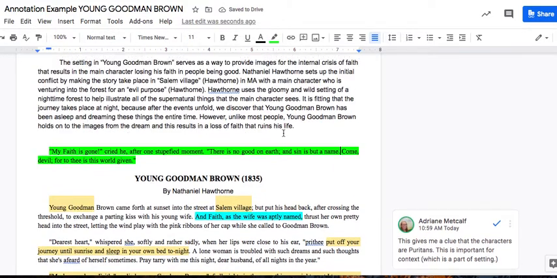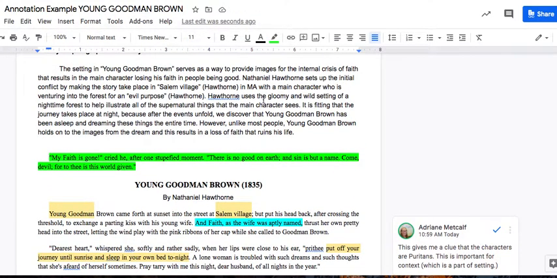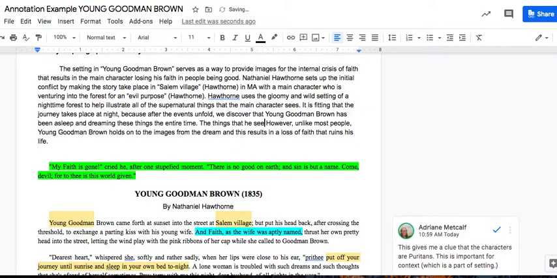Okay. Oh, yeah, because he's asleep, so he loses his faith. Okay. The things that he sees make him feel that, I have to do double quotes here. So look, I did 2 and then 1 because it's a thing he says. There is no good on earth, and sin is but a name.